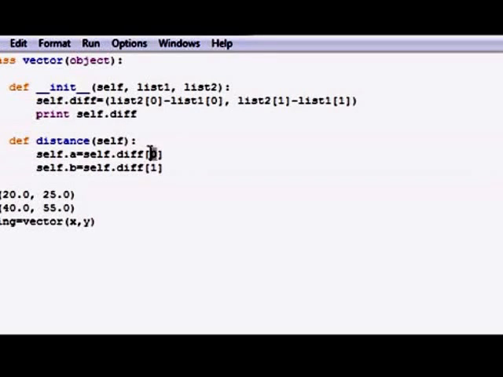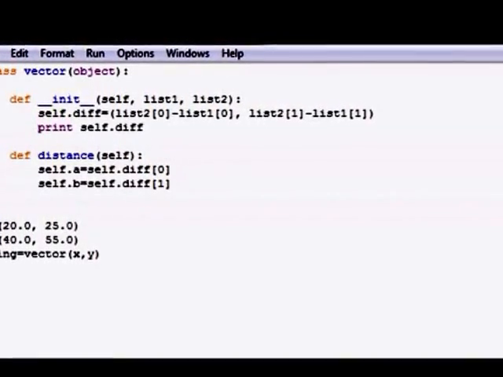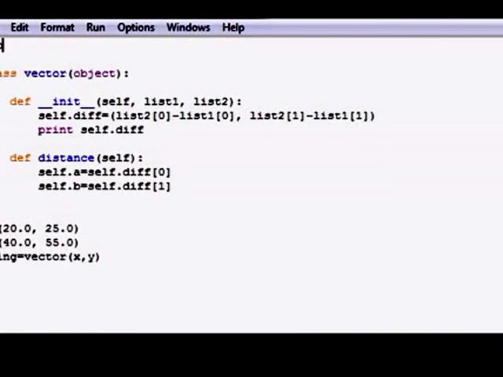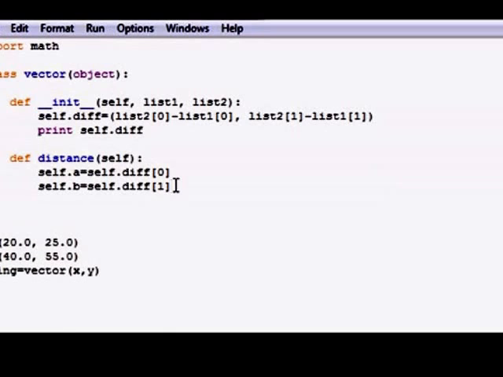Since, remember, 0 is the first item in the list and 1 is the second item. It's weird, but that's the way it is. And now we need something called a math function, square root. So what we need to do is import math, and this will give us the use of the square root function, which will give us the ability to solve for that third side.